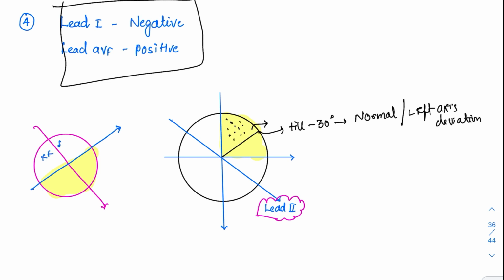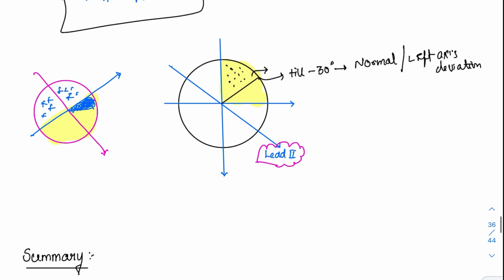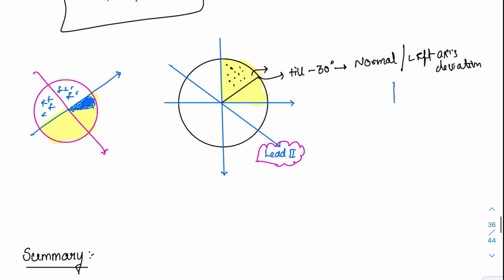Seeing this diagram, you are going to tell me now. We have considered two leads. Lead 1 is negative. Lead AVF is positive. Now we will take lead 2. If lead 2 is positive, what does it mean? It will form a combination here. This is the shaded area and it will be a normal axis. So in this situation, it can be a normal axis or left axis deviation.